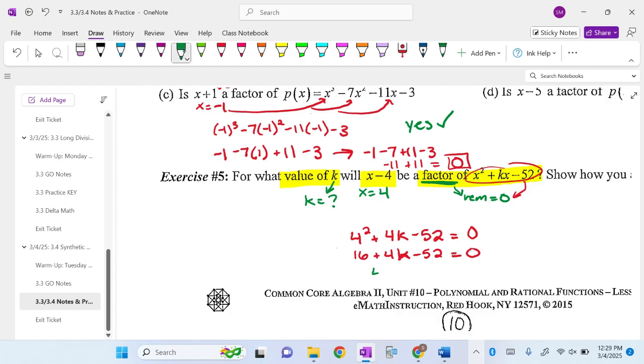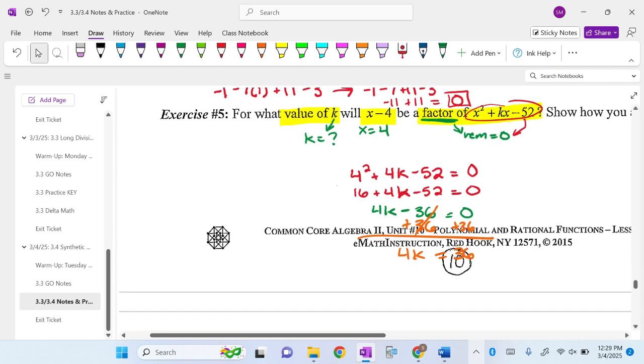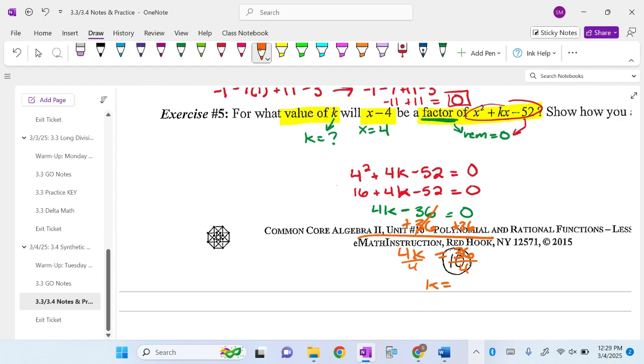Combine like terms, I get 4k minus 48. No, is it 38 or 48? Whoever has a calculator, do 52 minus 16. That's, yeah, 36. That makes sense. So 4k minus 36 equals 0. How do I solve this equation for k? That's a 2-step equation right there. What's my first step? Add 36 to both sides. I get 4k is equal to 36. Divide by 4. k has to equal what? 9.